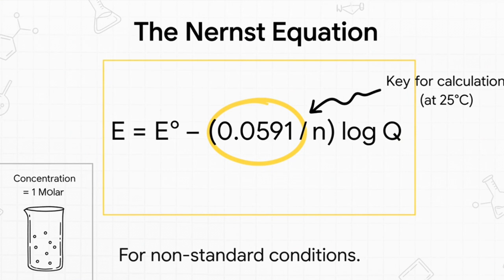And here it is, the famous Nernst equation. You guys, this one is so important. We use it when we're not at standard conditions, like when the concentration isn't 1 molar. Now, for your calculations, the key thing to remember is that magic number, 0.0591 divided by n. That's your go-to when the temperature is 25 degrees Celsius.